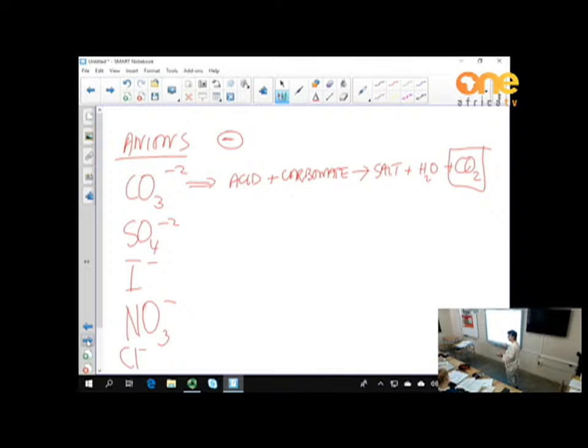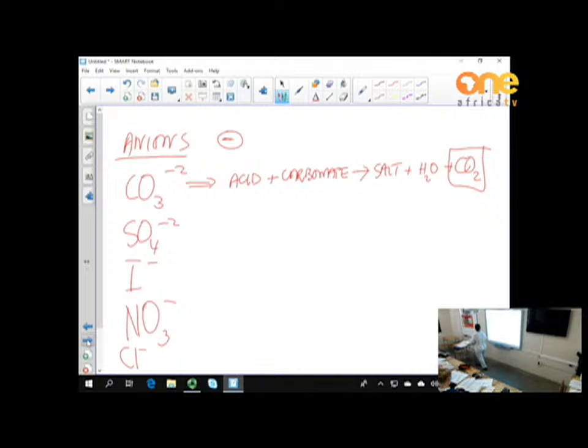So the test for carbonate: add an acid, test the gas with clear lime water. If it turns milky, we've got a carbonate. So in your textbooks, they've got there, add dilute acid, test the gas evolved with lime water. The result: lime water turns milky.